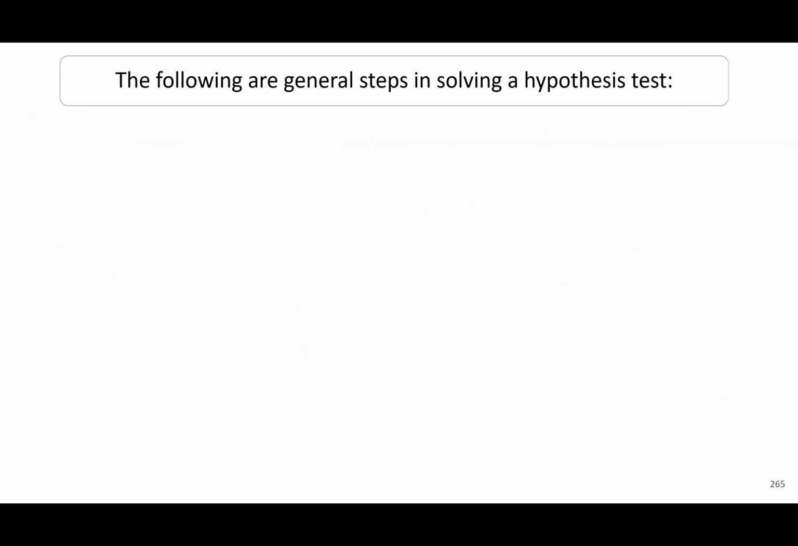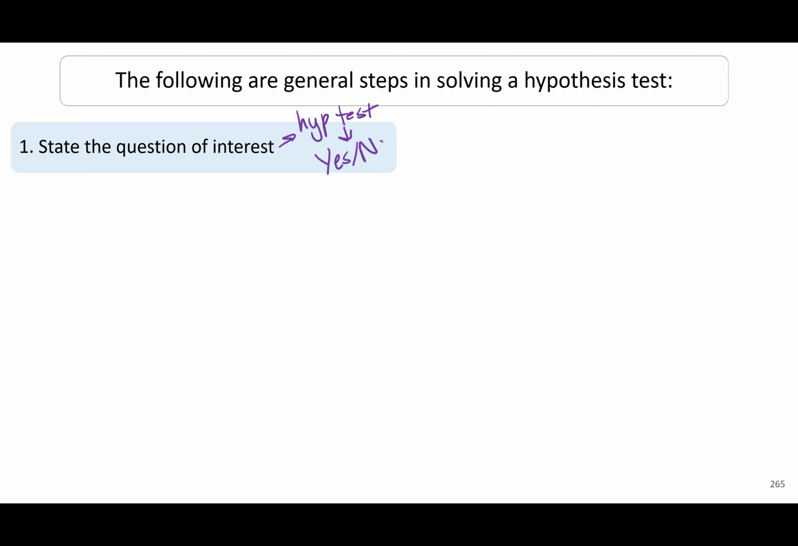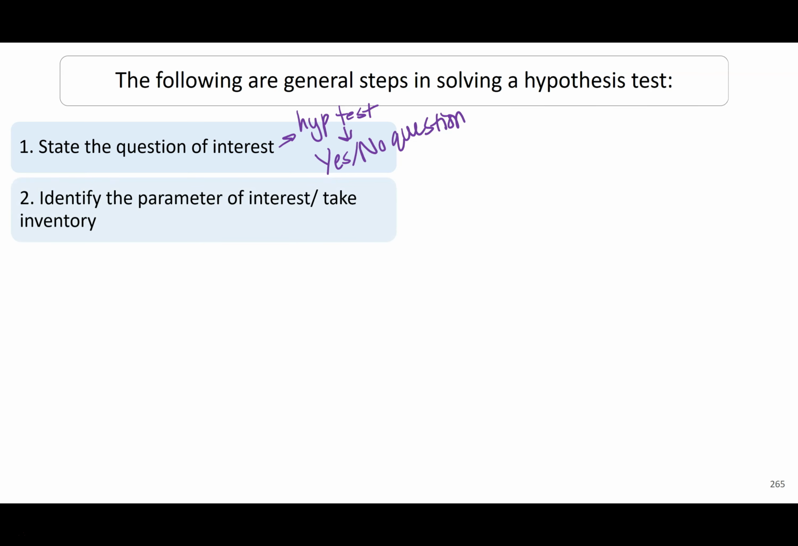Just like the confidence interval estimation problems, there are some standard steps that we are going to follow when solving a hypothesis test. We're going to state our question of interest, just like with the estimation problems. For hypothesis tests, this is generally expressed as a yes or no question. You might say, hey, is the average train time between Florence and Rome longer than what's claimed? And you put the number.